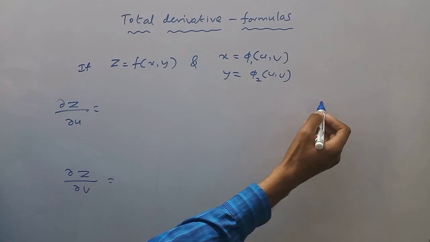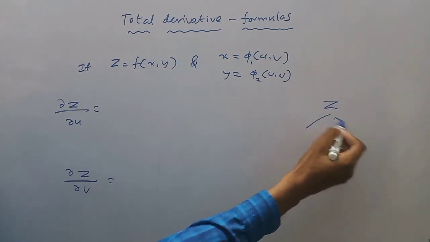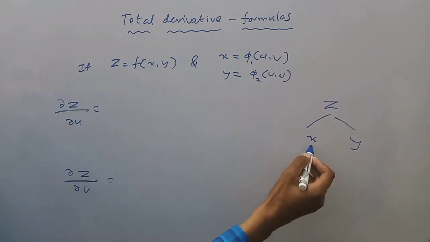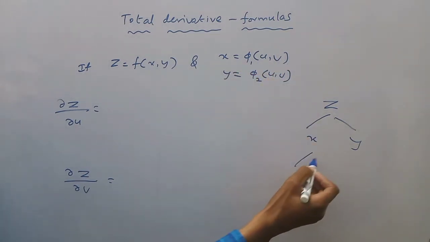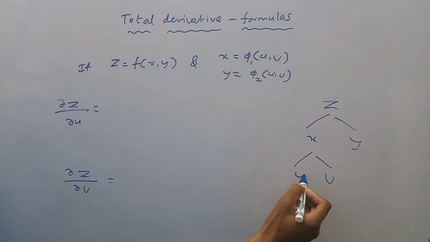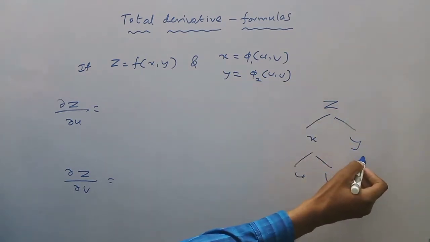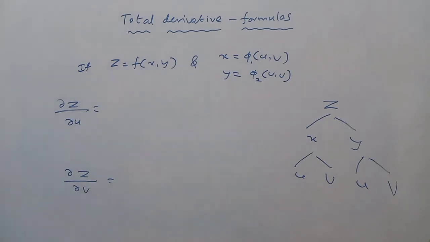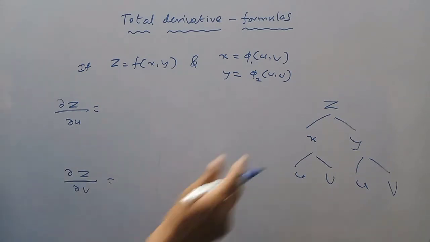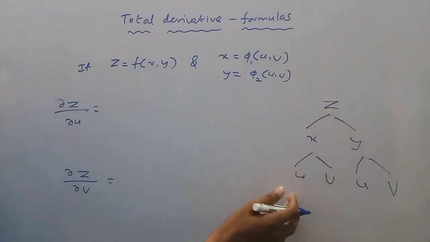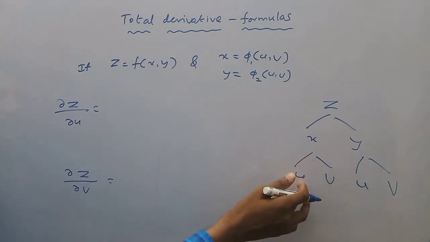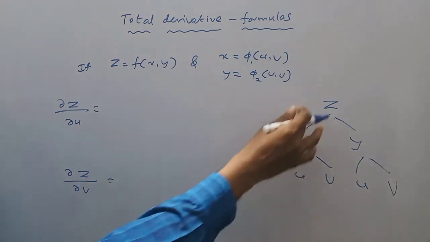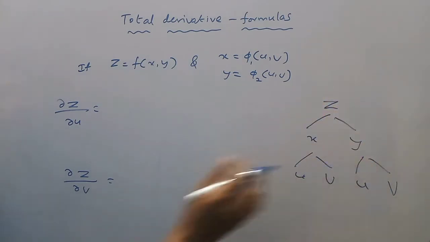For this, z is a function of x and y, in turn x is a function of u comma v, and y is also a function of u comma v. So we have to find dou z by dou u. Starting from z, you have to reach u. So to reach u, we have two possibilities. One is through x, another one through y.